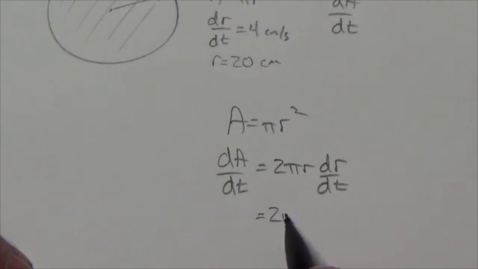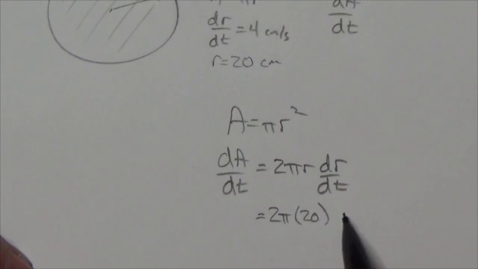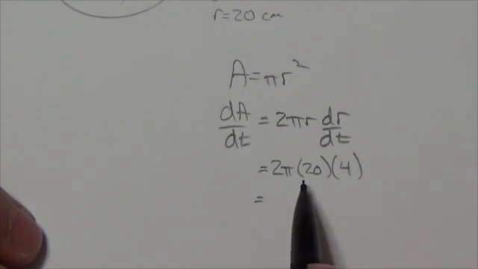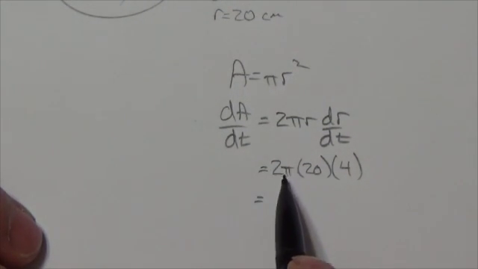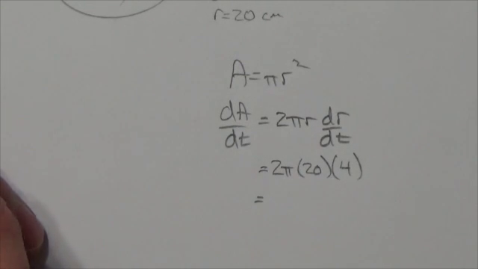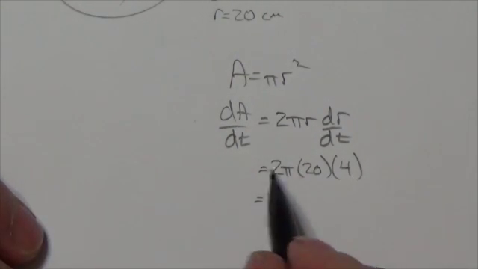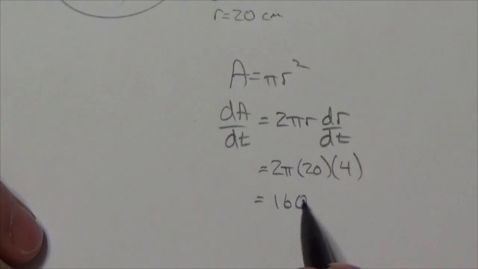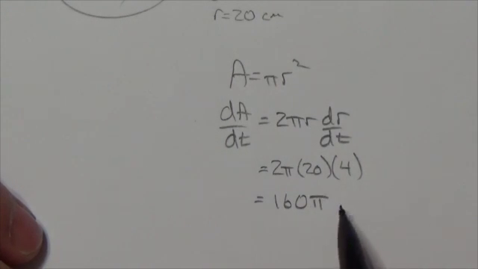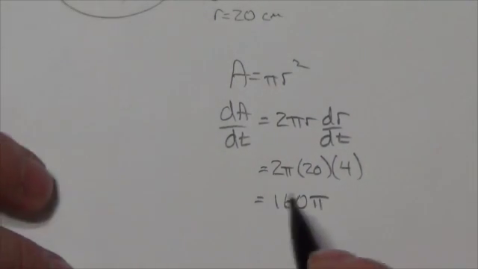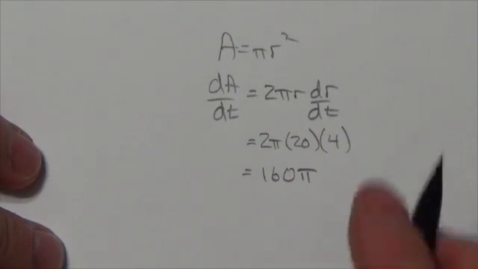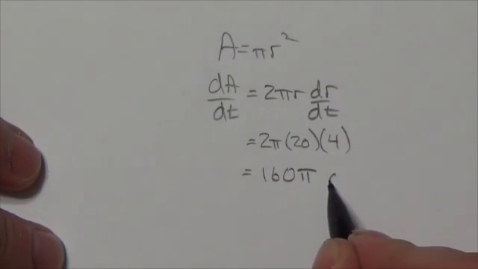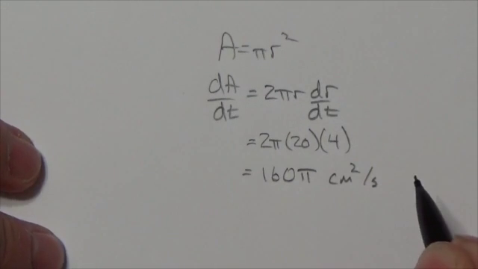So now what do we know here? Well, we know that the radius at the specific instant we're looking for is going to be 20. And we know that dr by dt, we were given this earlier, is going to be 4. So we've got 2 times pi times 20 times 4. Multiply that together, and it looks like it's going to be 160 pi. We could leave it like this in exact form. This would be 160 pi centimeters squared per second.